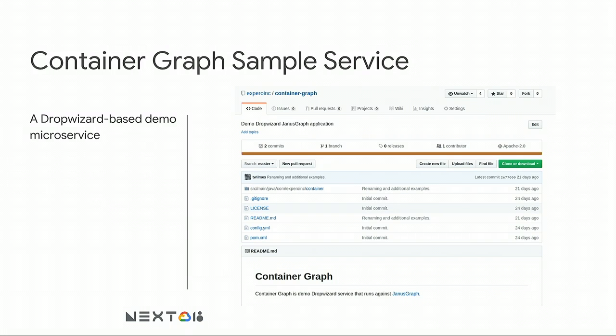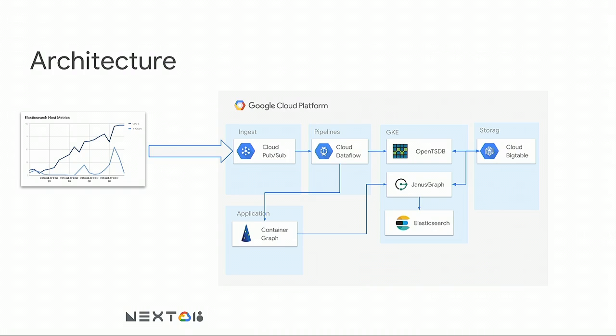And our partners at Expero wrote this container graph sample service. That is the application that I spoke about earlier. It's a Dropwizard-based demo application. It is also open source on GitHub. And what it does is it's ingesting metrics. That is the data that is coming in to PubSub. And the application that I spoke about earlier, that is the application that they wrote. That is the container graph service that is contacted by Dataflow and that is talking to JanusGraph.